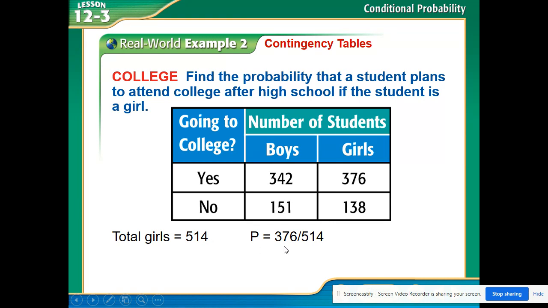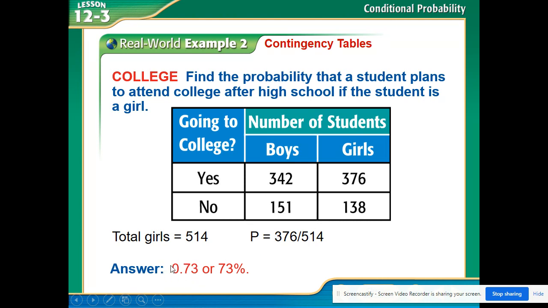And then the probability will be how many are yes. Again, just out of the girls. They're not asking anything about the boys right now. So it's 376 out of 514, which is 0.73. Now, here's a fraction. That fraction can be reduced a little bit, but not very far. That's not going to help us much.